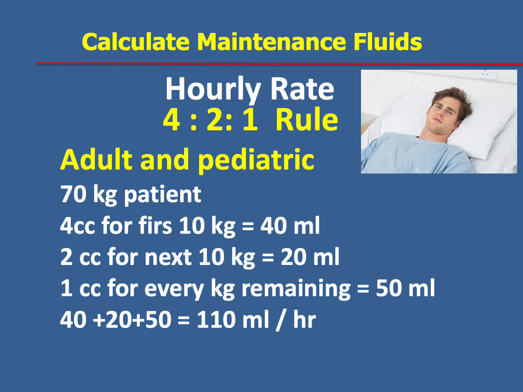An easy way to calculate the hourly rate is by using the 4-2-1 rule. For the first 10 kilograms of body weight, give 4 milliliters per kilogram or 40 milliliters. For the next 10 kilograms of body weight, give 2 milliliters per kilogram or 20 milliliters. For each kilogram after that, give 1 milliliter per kilogram. So for 70 kilograms, that would be 40 plus 20 plus 50 or 110 milliliters per hour.